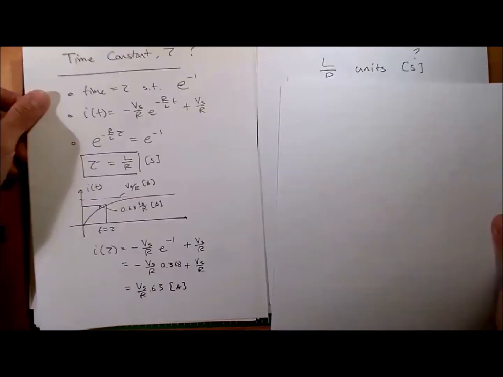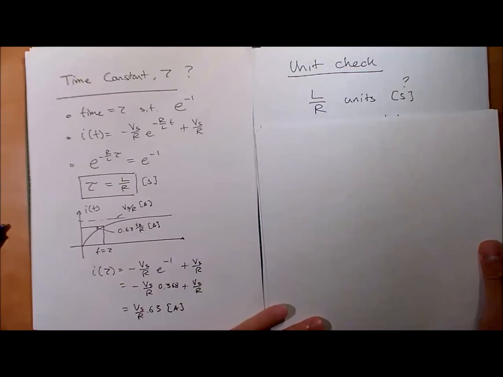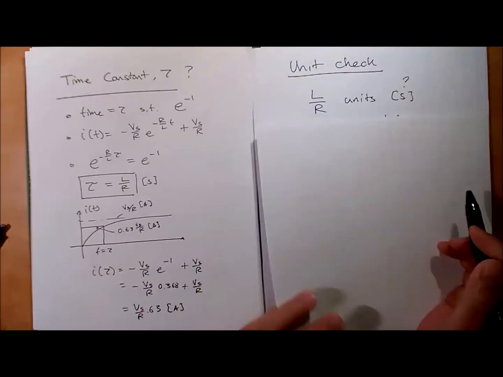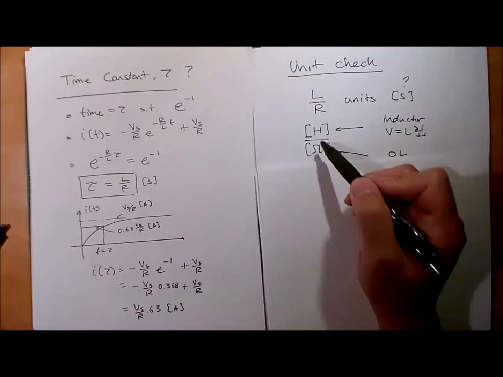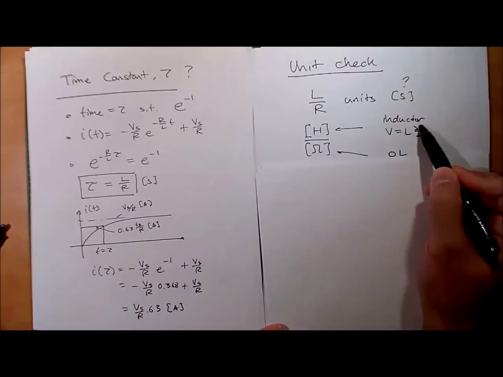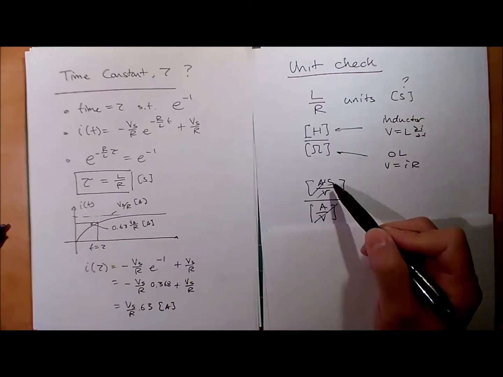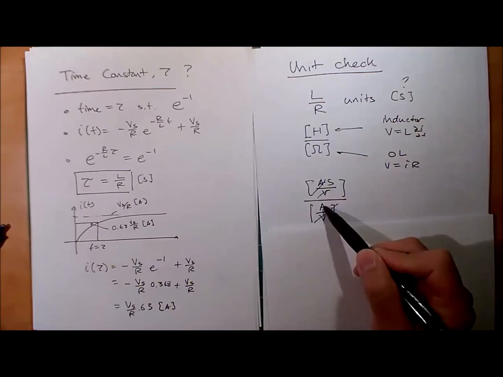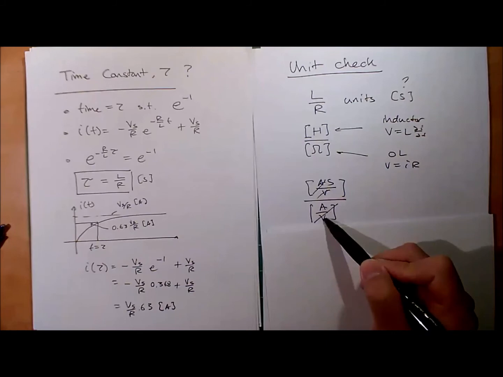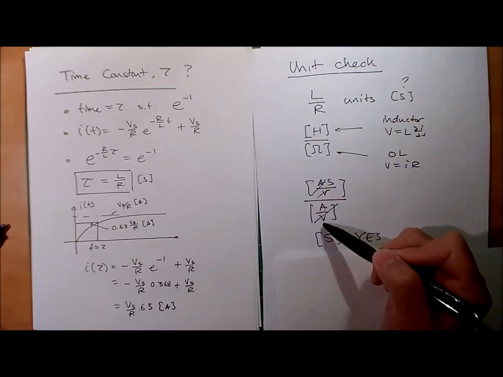We can check the units. We can make sure that L over R has units of time, just like when we checked RC has units of time. Well, L over R has henries and ohms. A henry is a volt second per amp, and an ohm is a volt per amp. We can plug that in, okay? Amp second per volt and amp per volt, right? And what do we have here? Amps per volts cancel, and we get seconds.